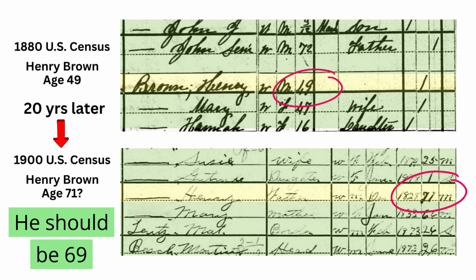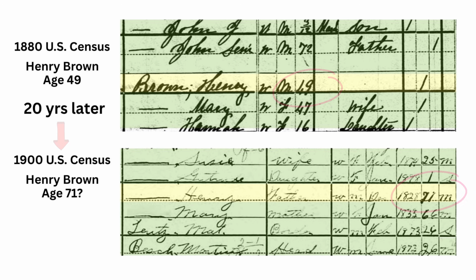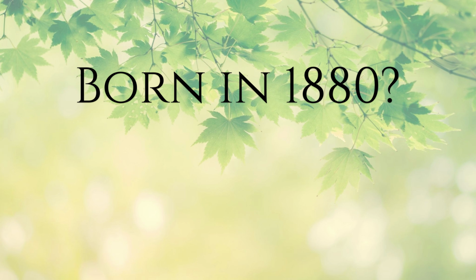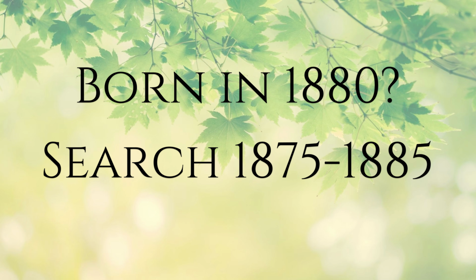Instead, try searching with a range. If you think someone was born in 1880, search from 1875 to 1885. That small adjustment can dramatically improve your results.